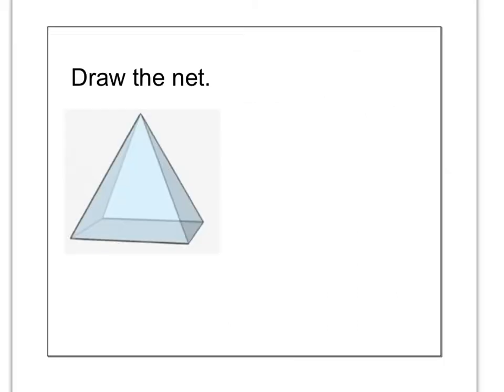All right, try this one. This is called a rectangular pyramid. Will you please try to imagine what this would look like if it was laid out flat and draw the net for it. So go ahead, pause the video, draw the net.